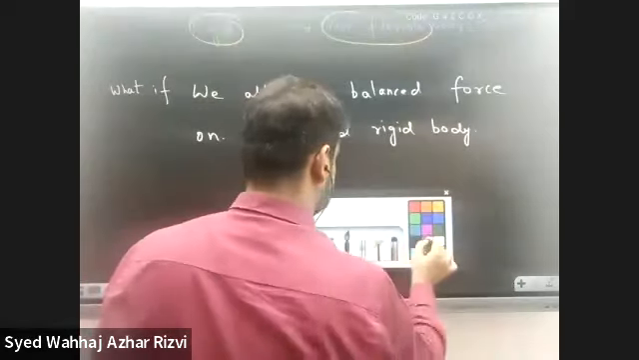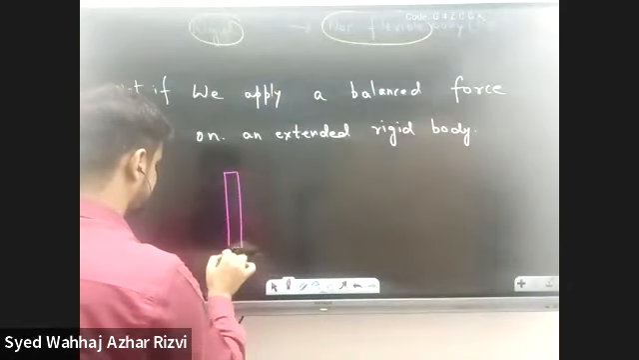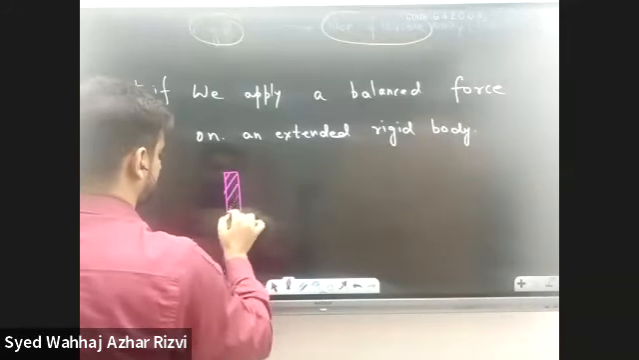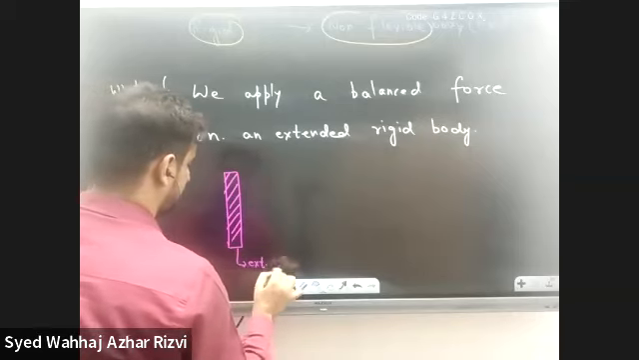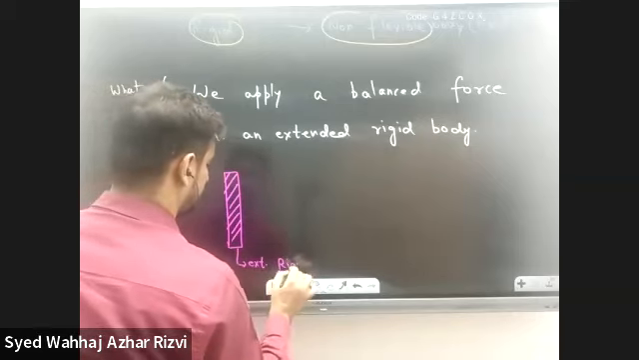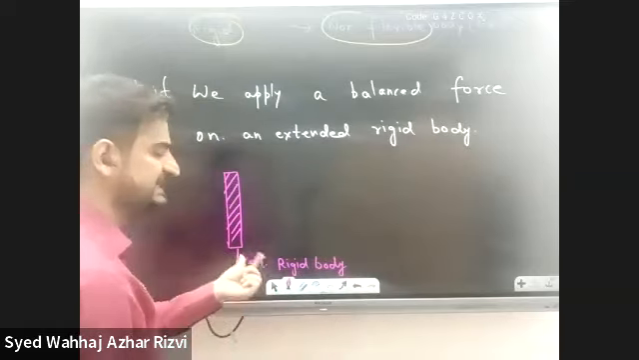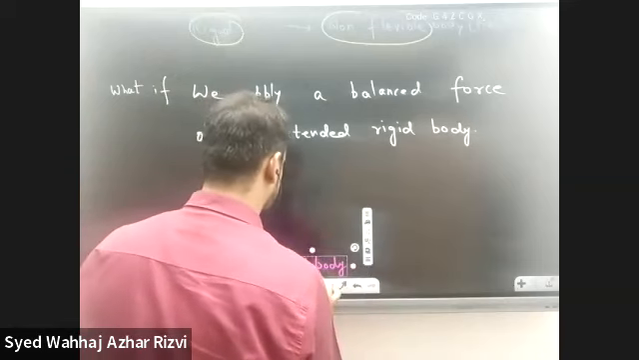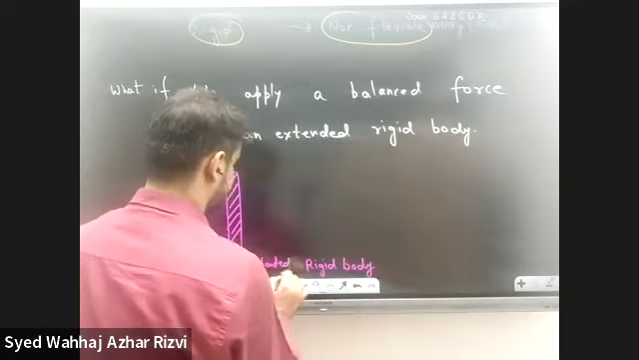So let's say this is a rectangular block. And what kind of block is it? It is an extended rigid body. What does it mean by extended? It means its shape is not going to change even if we apply force on it. It's an extended rigid body.